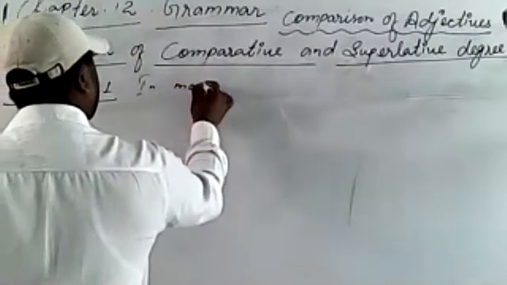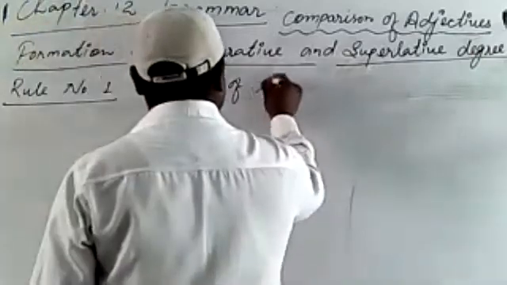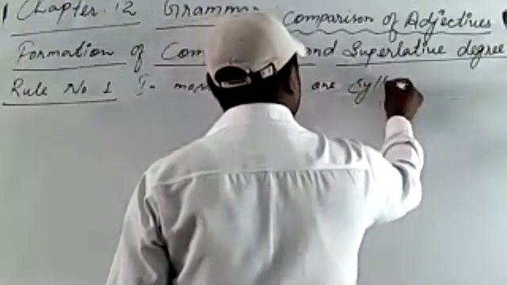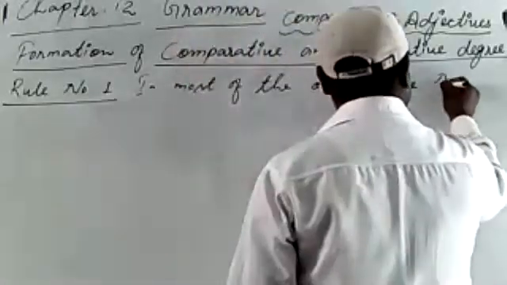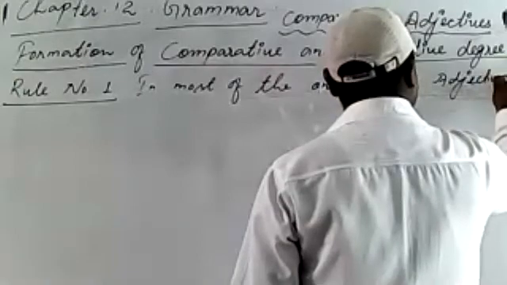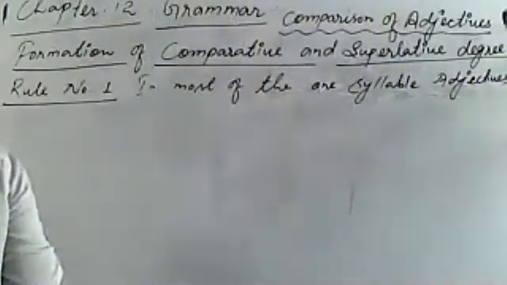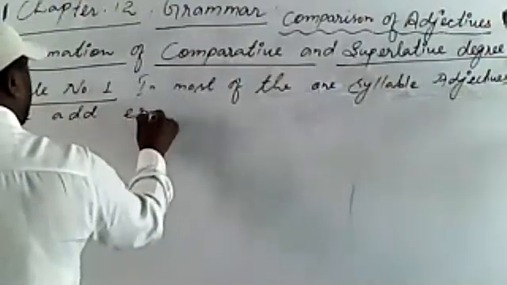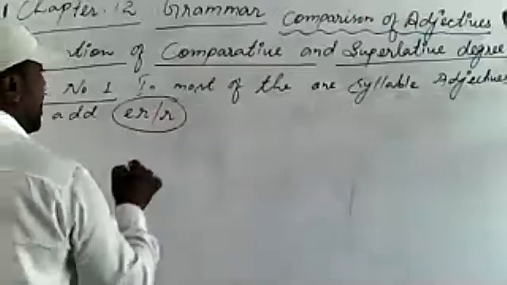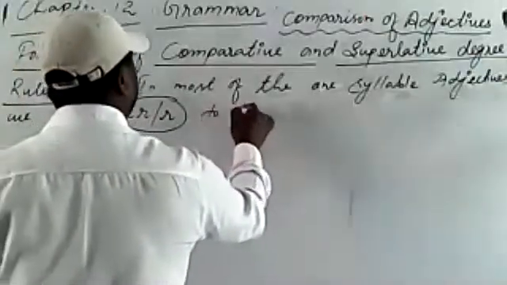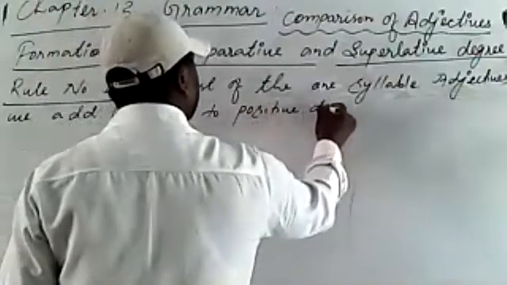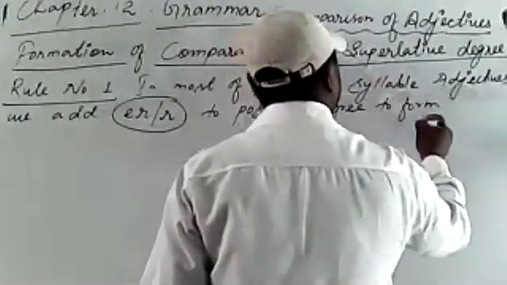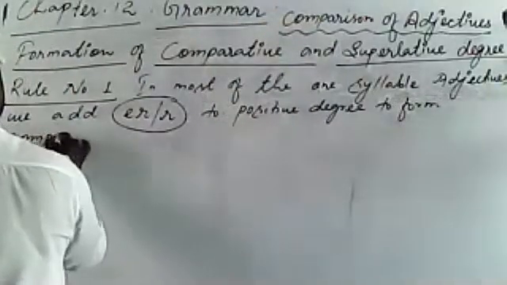In most of the one syllable adjective, we add er or r to positive degree to form comparative degree.